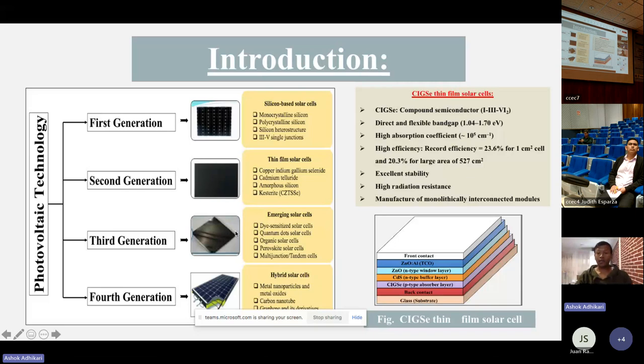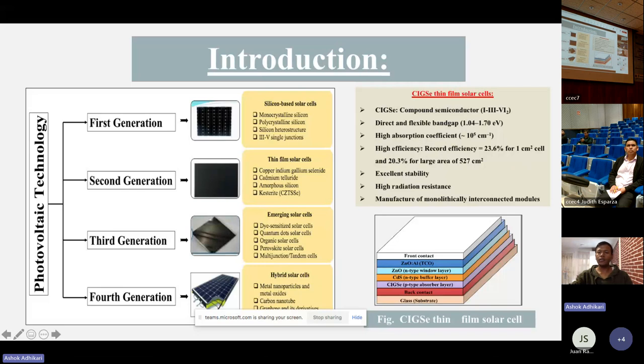But the benefits of the CIGS thin-film solar cells are many as compared to the drawbacks. However, some precise investigation is needed to obtain high efficiency. Its benefits are direct and flexible band gaps, and the CIGS material contains a high absorption coefficient.